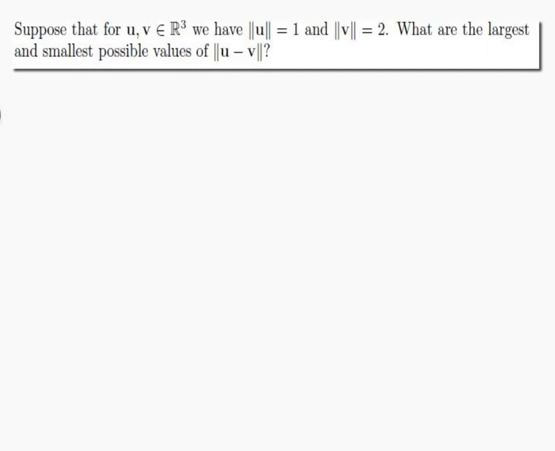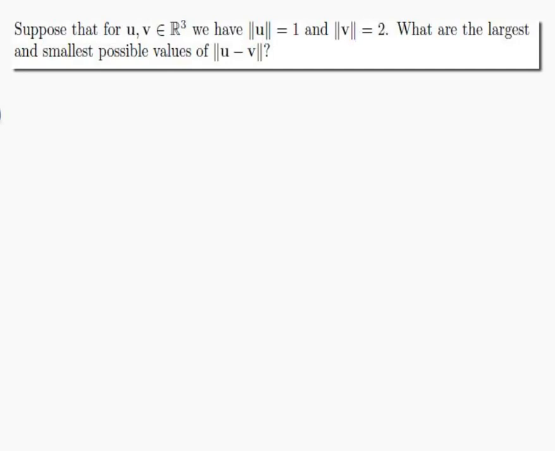The question is, suppose that for u and v in R3, we have the length of u is 1 and the length of v is 2. What are the largest and smallest possible values of the length of u minus v? So we've got two vectors in R3. They're length 1, they're length 2. We're interested in the length of the vector u minus v.